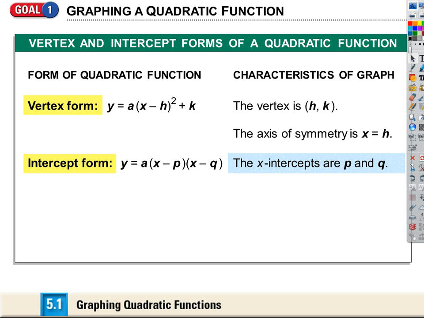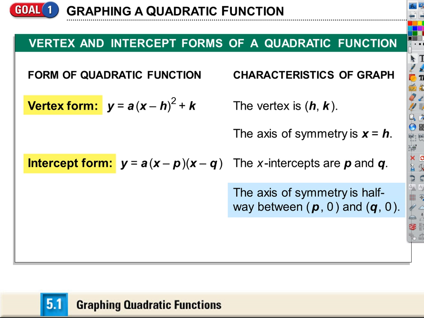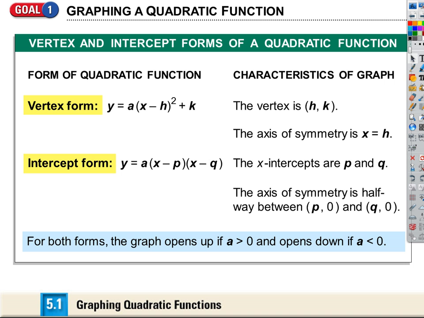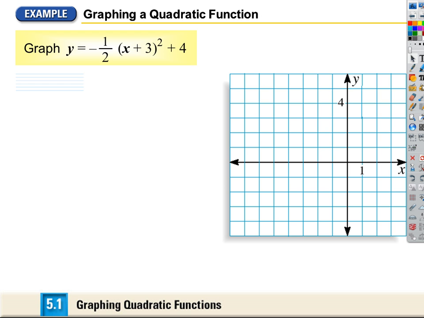Okay, so then we know that the axis of symmetry has to be halfway in between, doesn't it? Because it's got that folding symmetry. So if the x-intercepts are at P and Q, halfway in the middle is where we're going to get that axis of symmetry, right? And if we want to find the x-coordinate, then all we have to do is just average those 2 x-values. So let's look at an example.